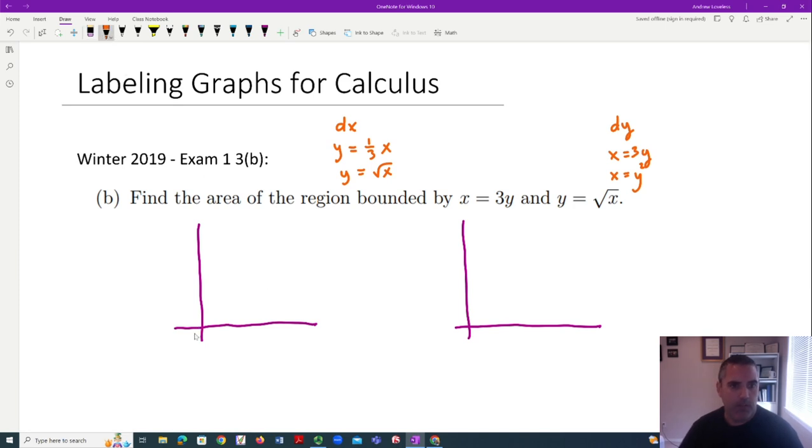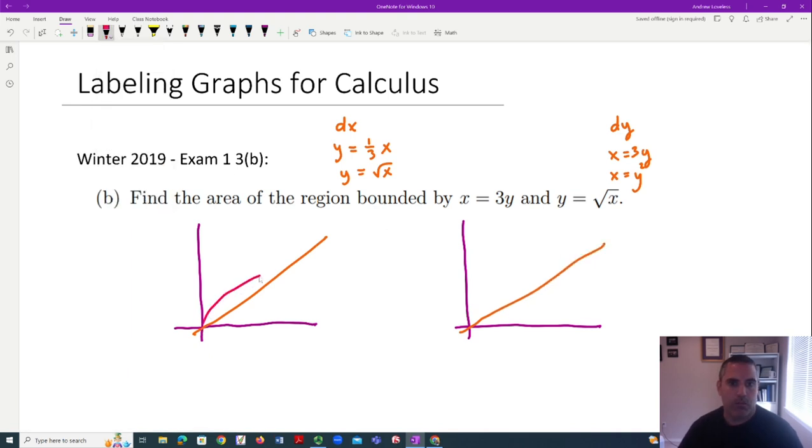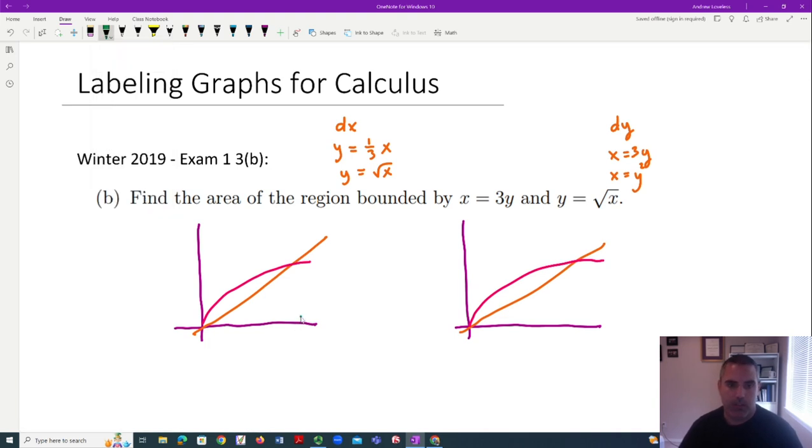We need a line with slope a third. I'm not trying to be that accurate. I just need something to work from. And we need the square root function. Okay, now we're going to label that region that's between them. And I talked about how there's two ways, and let's grab the intersection as well. I believe the intersection's at, let's see, when X is 9, Y is 3. So this is 9, this is 9, this is 3, this is 3.